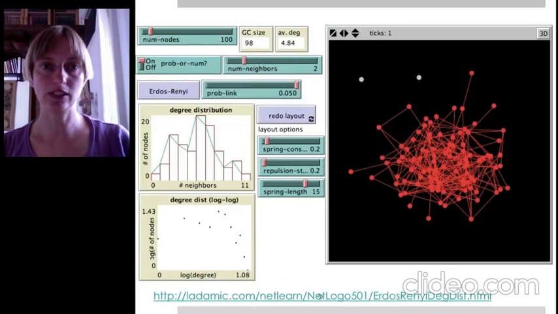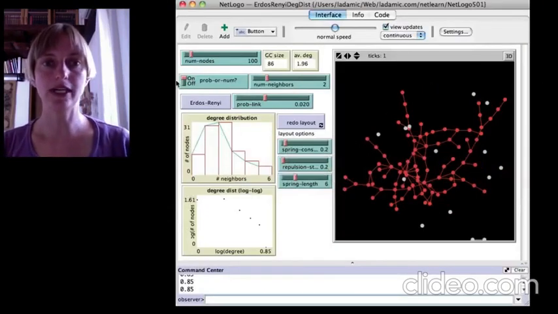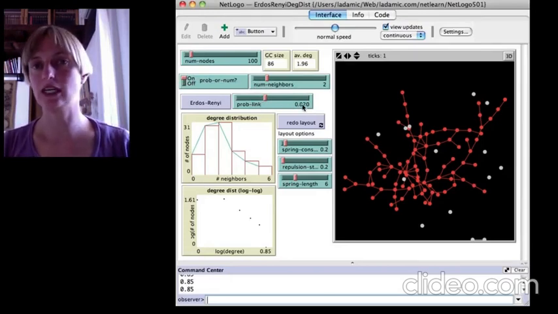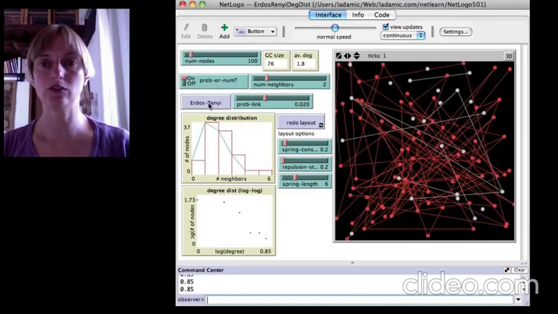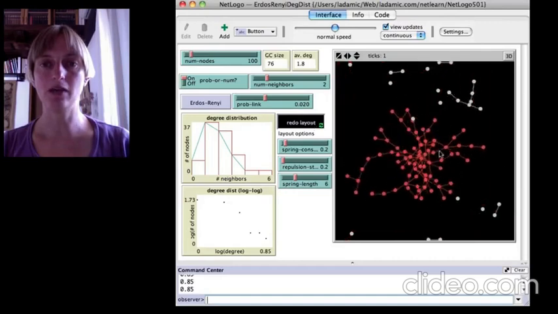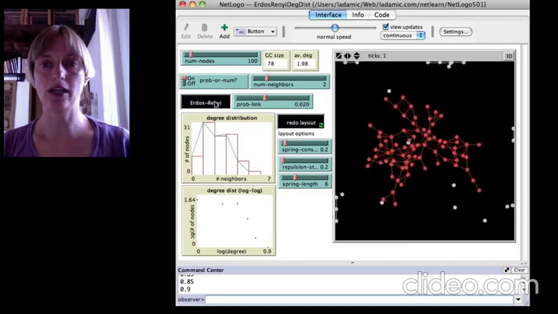So let me just try and get into that model. And what you're going to do is make sure that this is set to probability. You're not going to use this number of neighbors. You're going to fix the probability of linking. Here I've just made it 2%, and we're going to start with 100 nodes. So I'm just going to click this Erdős-Rényi button, and maybe I'll let it lay out just to see what it looks like. So let me try that a few more times.